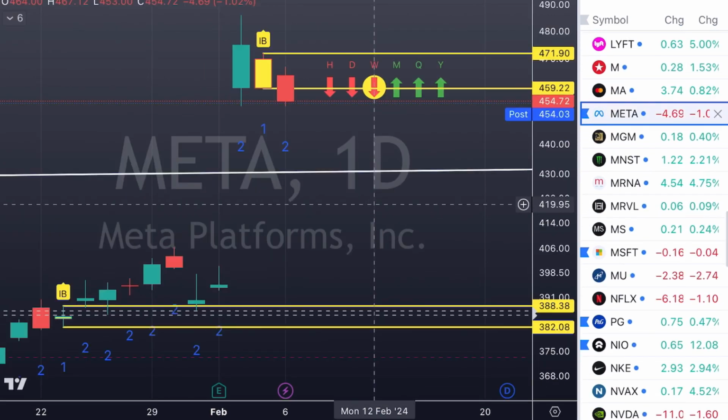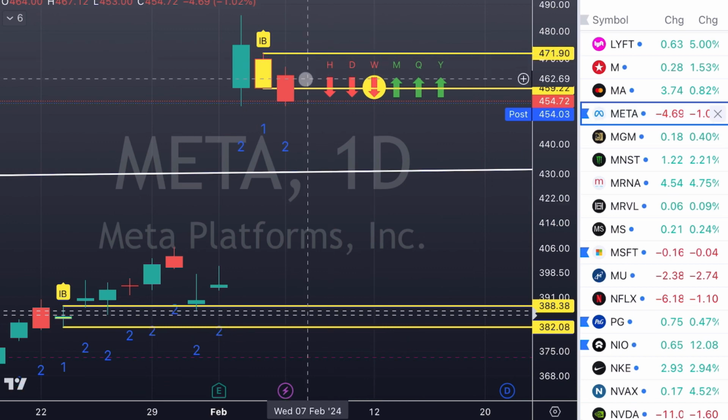We look at Facebook. Facebook was one we gave yesterday. Inside bar, break to the downside, hit targets. Okay, did what it said it was going to do.